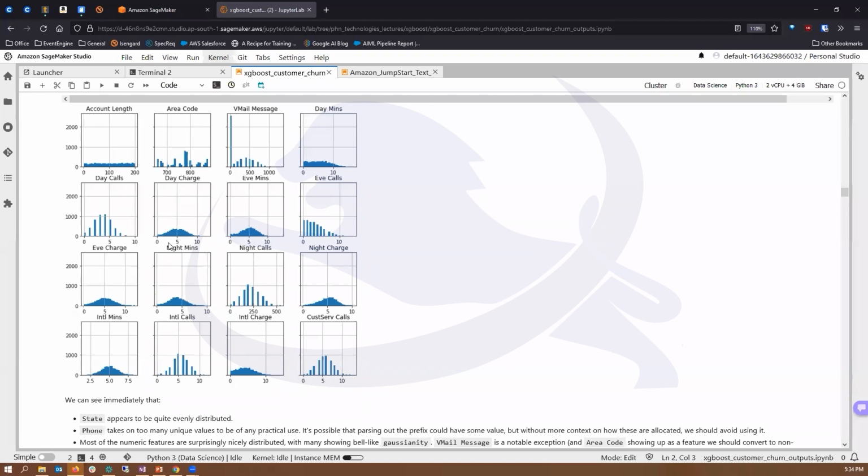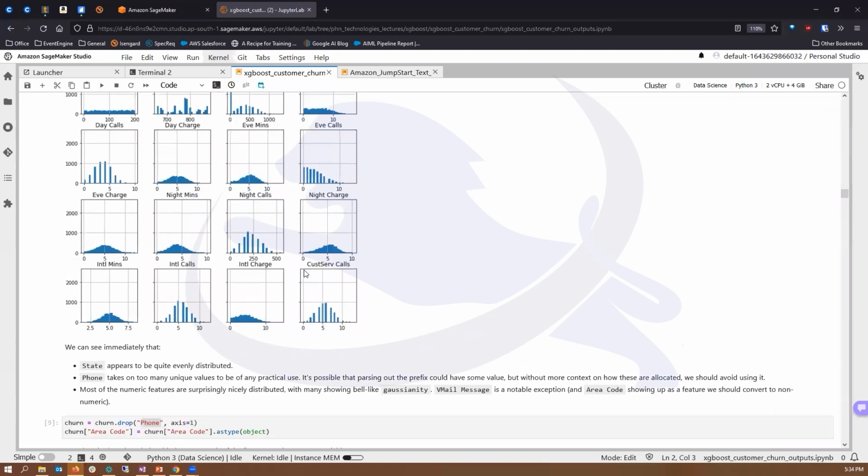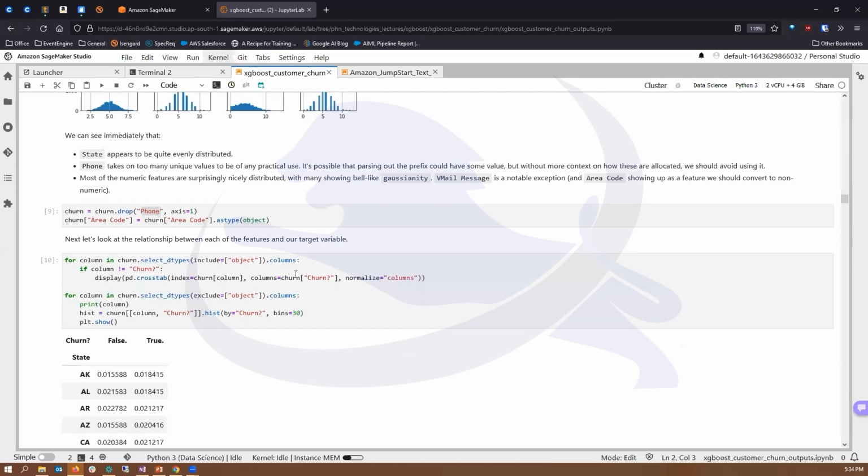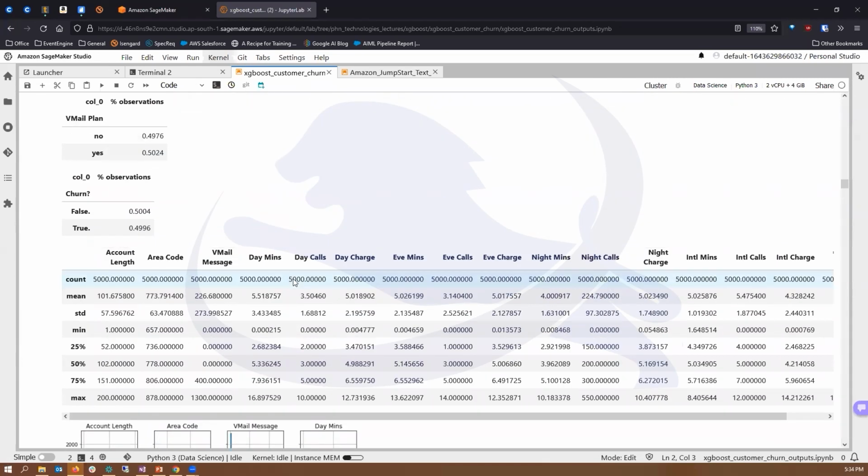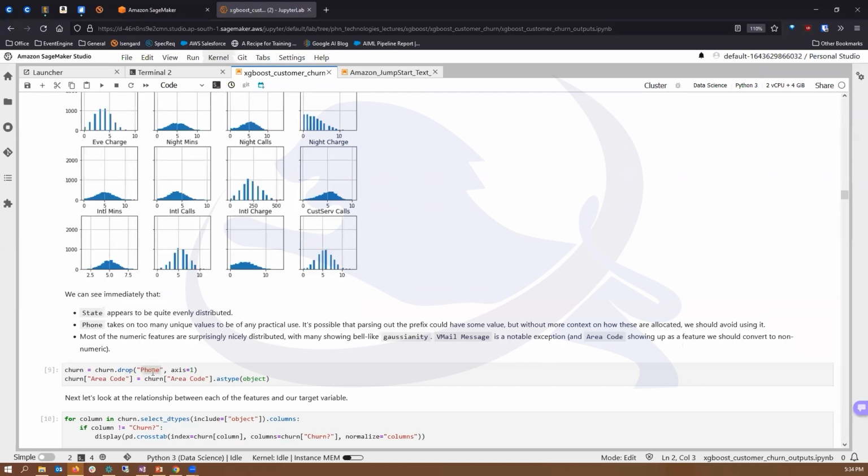But then all the rest of them look bell-shaped, right? So what insight should be drawn from such graphs? This is what we'll be learning in the workshop. And now after plotting and everything, we know, okay, phone number as such is unique for each of the users, so we can straight away ignore it, right?